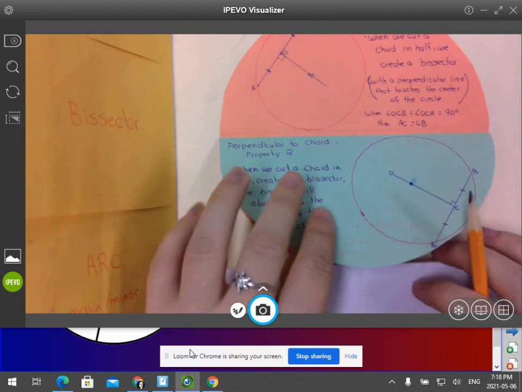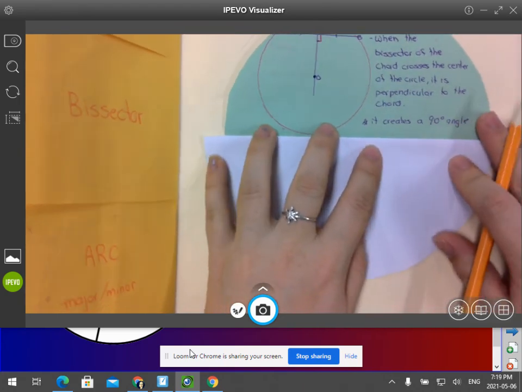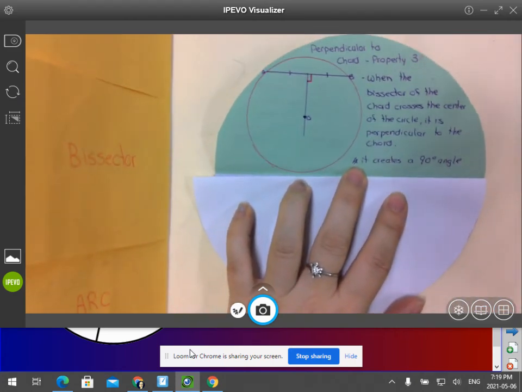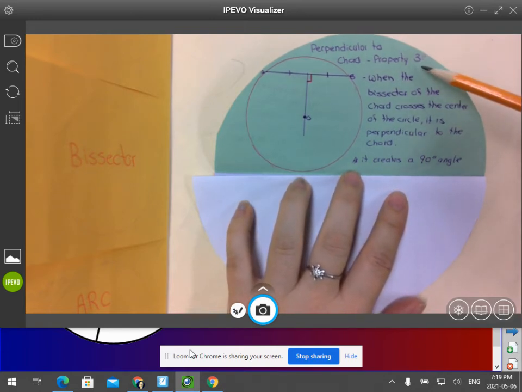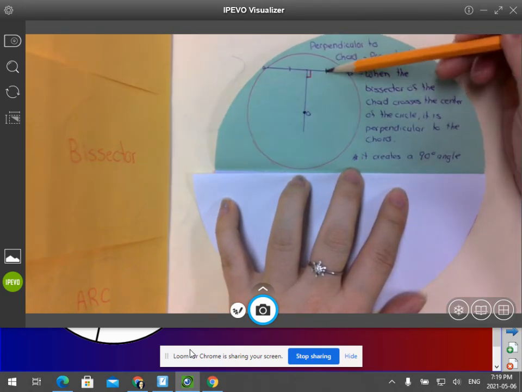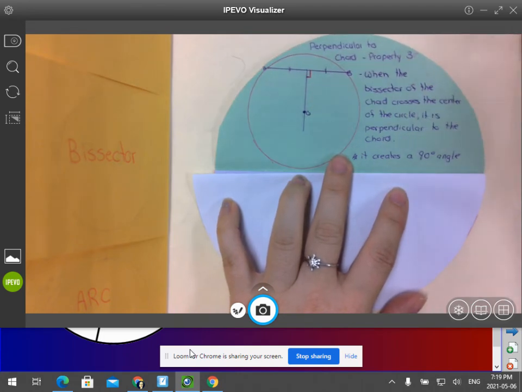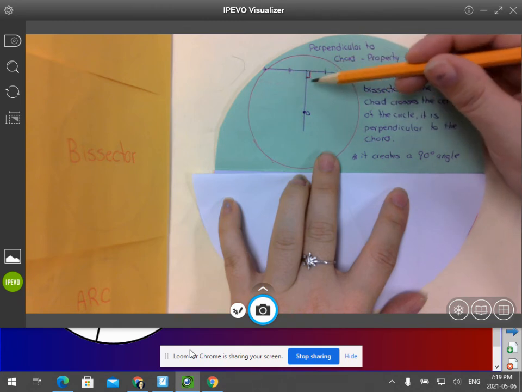And chord property number 3 that you must know. While we already talked about this in chord property 1 and chord property 2, chord property 3 specifically implies that when we cut a chord in half, the halves are the same, it crosses the center, and it creates a 90-degree angle.